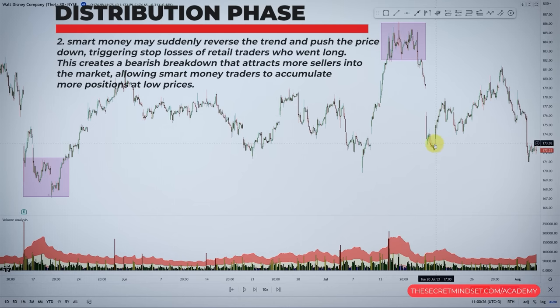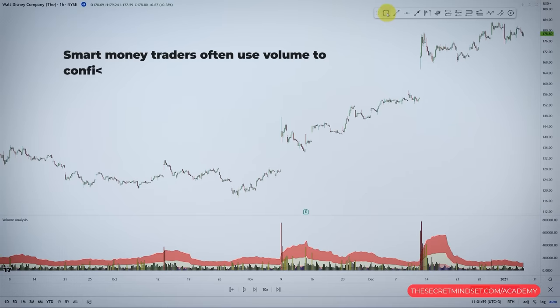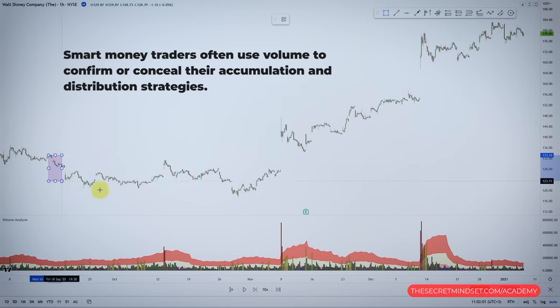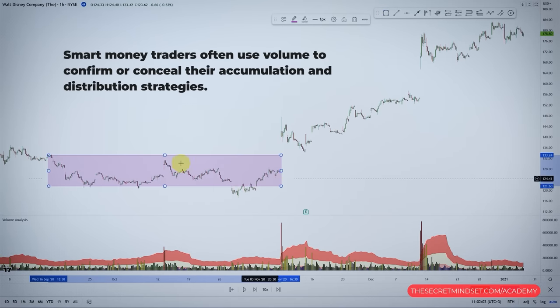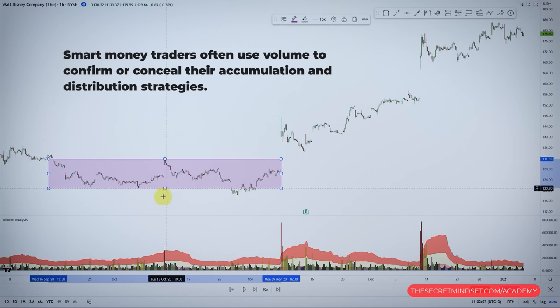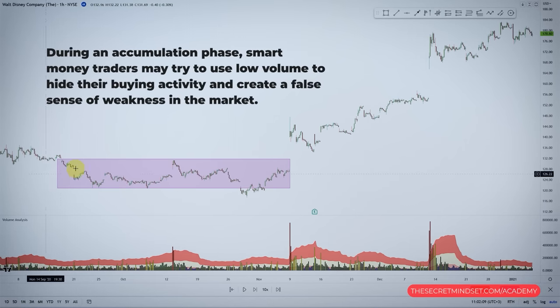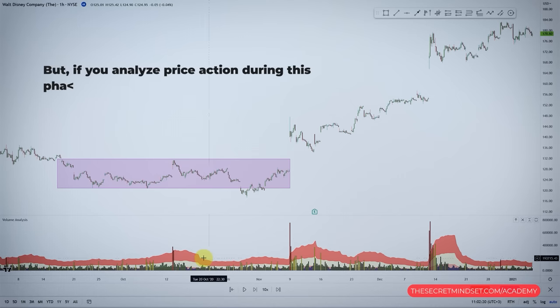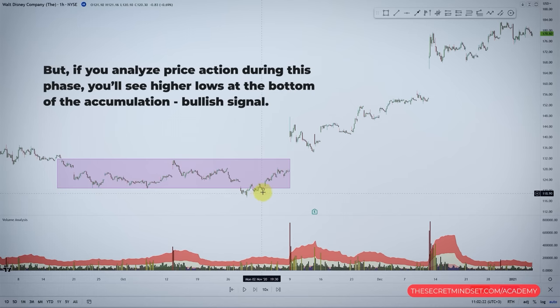Smart money traders will often use the volume to confirm or hide their accumulation and distribution strategies. For example, during an accumulation phase, smart money traders may use low volume to hide their buying activity and create a false sense of weakness in the market. But if you analyze price action during this phase, you'll see higher lows at the bottom of the accumulation, which is a bullish signal.